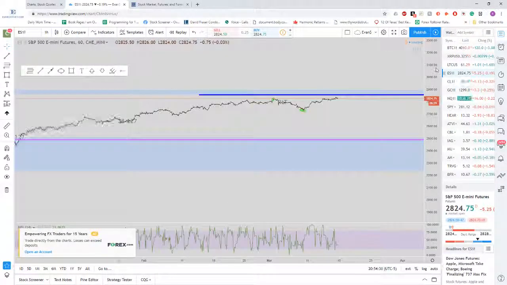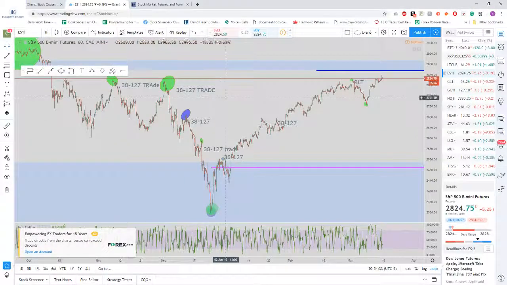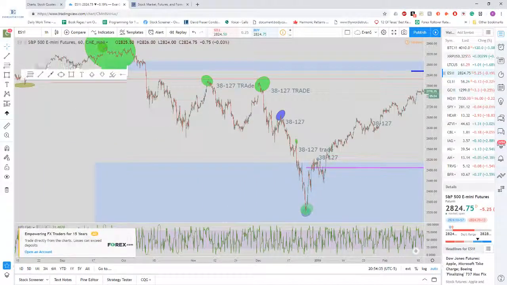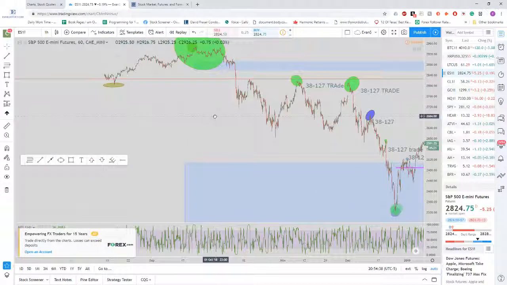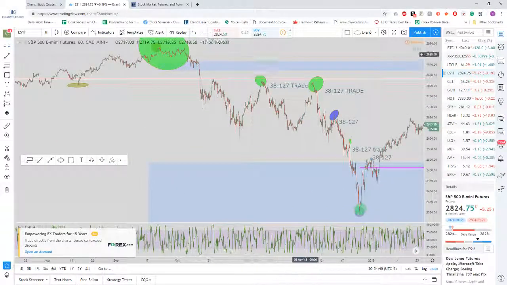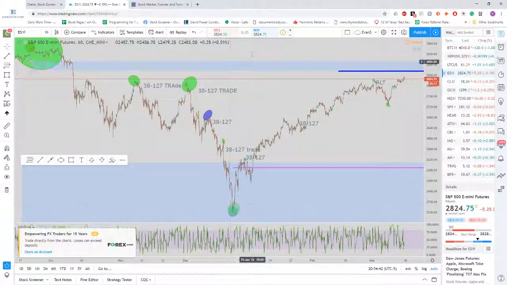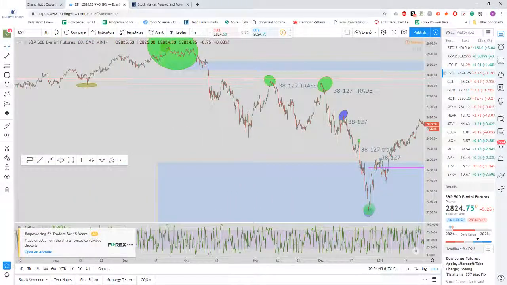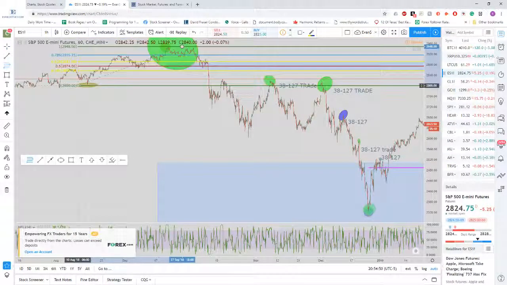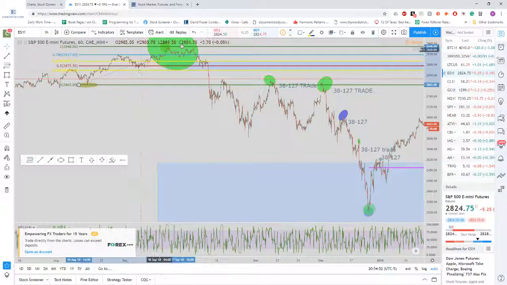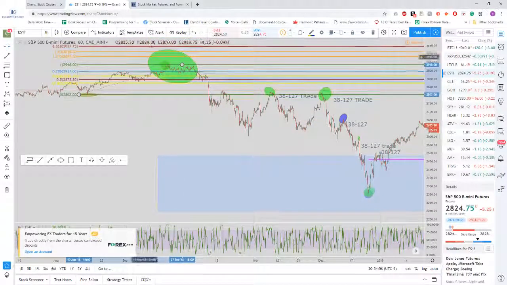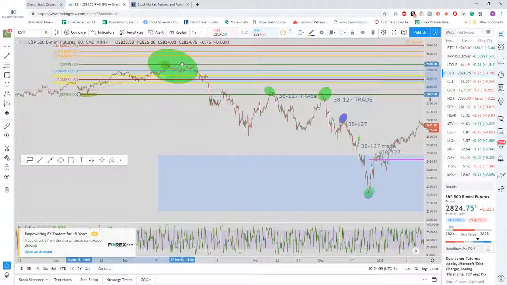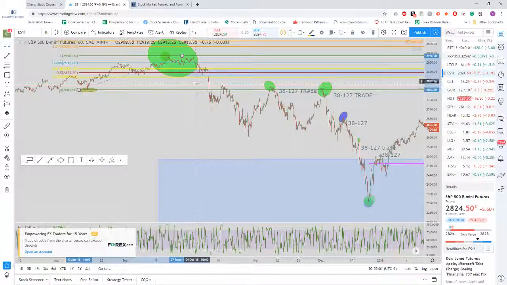I'll zoom out here a little bit, and what we're looking for this week is using this high up here and this low right here. We'll go ahead and draw the pivot points for it, and this right here was a 38 to 127 trade that obviously never went up and hit the 127, and just kept on going down, down, down. But eventually, as it always does, it will come out and fill this.